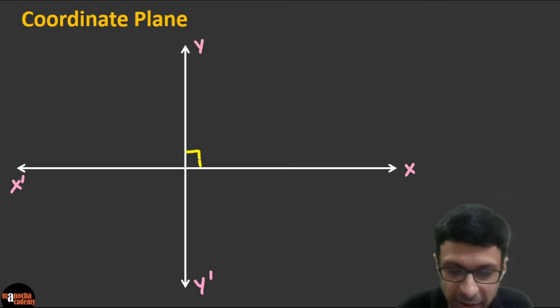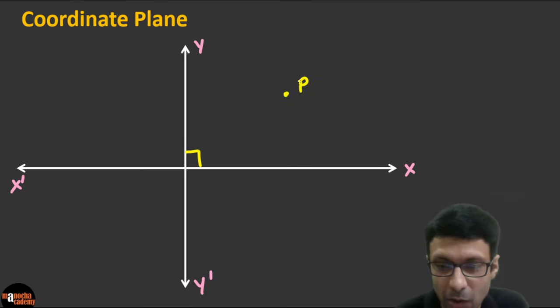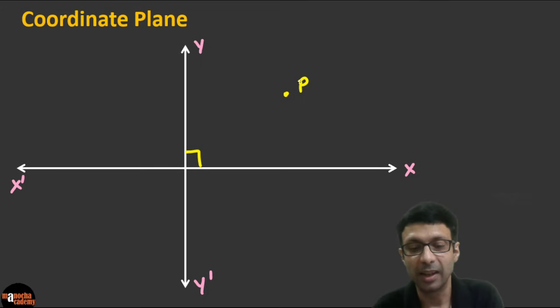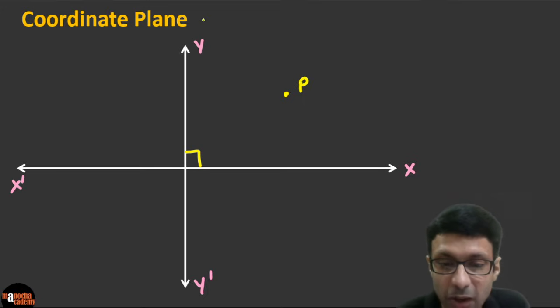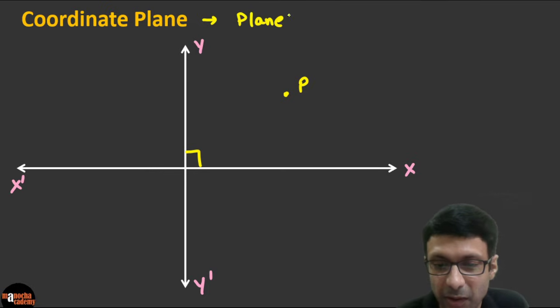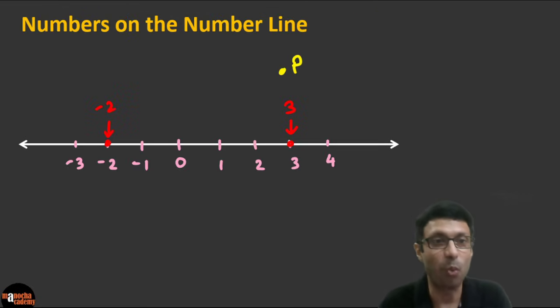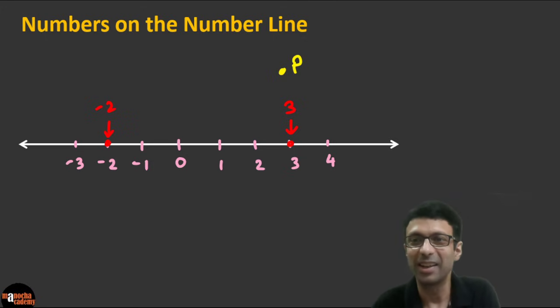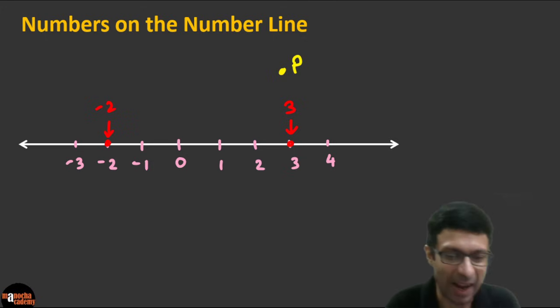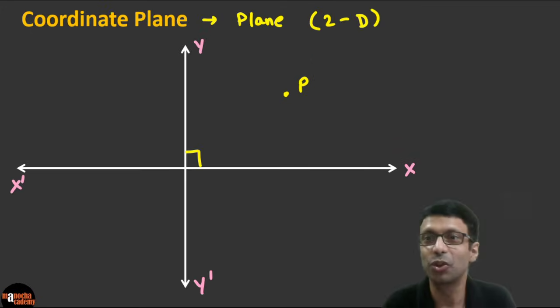And we were interested in representing a point, let's say somewhere here. We are using the x and y axes because now we are talking in 2 dimensions. So this is a plane, a 2D thing. Previously, the number line, please take a look, is a 1-dimensional thing, right? Can you see that? It is 1-dimensional. And a coordinate plane is 2-dimensional.